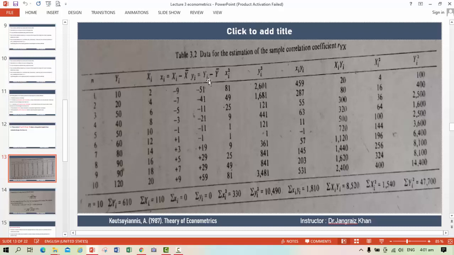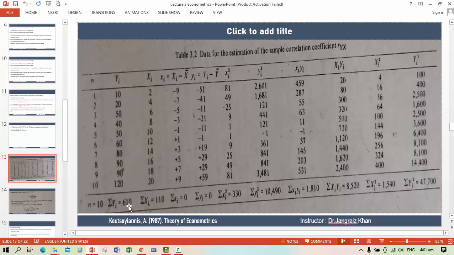Similarly, the small y is equal to capital Y minus y bar. Y bar is summation y over n. So we add up all observations of y, and we get summation y, which is 610. So summation y over n is y bar. So 610 divided by 10, 61 is the y bar.